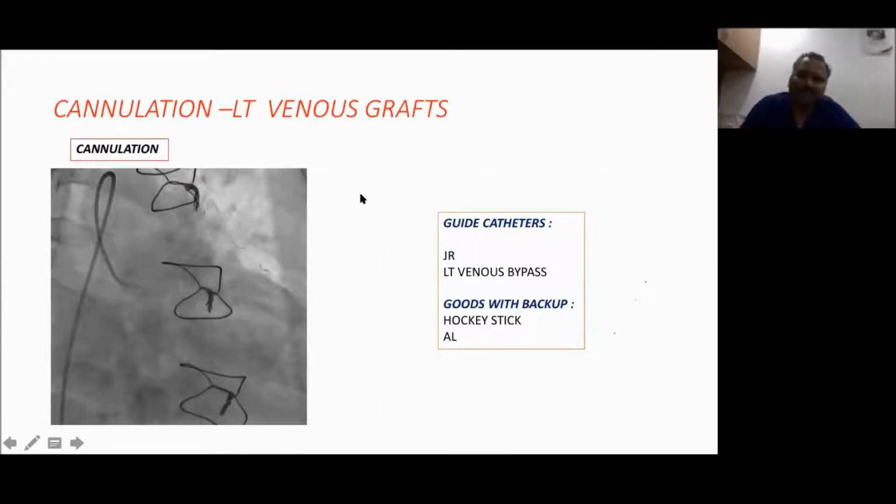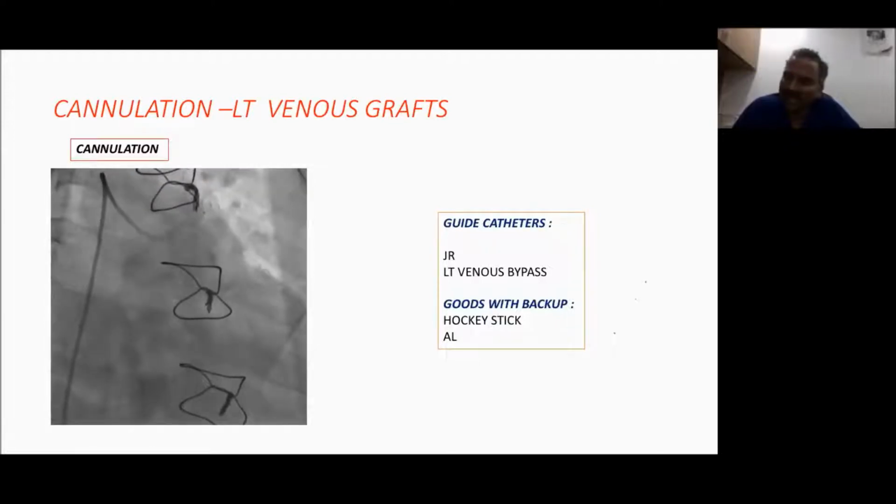So, the best catheter for cannulation of these left grafts is JR. Most often it works, and a left venous bypass catheter in cases where it won't work. But when you are doing procedures where you think you need a good backup, because the JR and left venous bypass sit pretty well in the venous graft, they won't give you backup support.